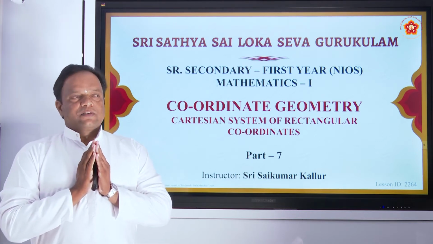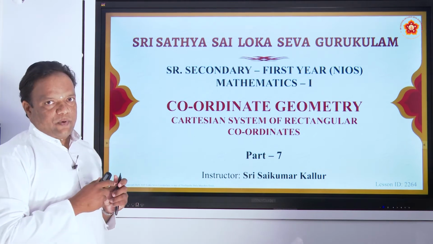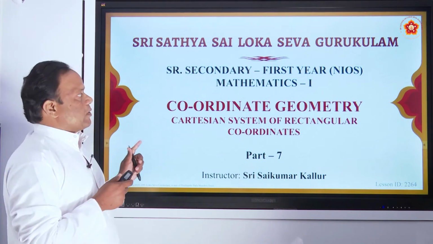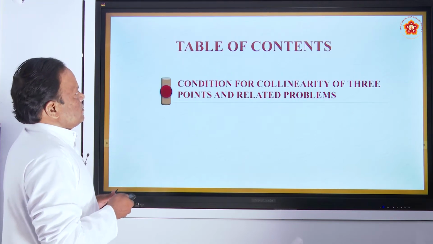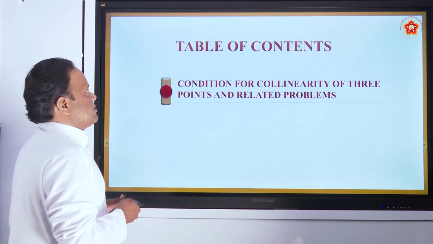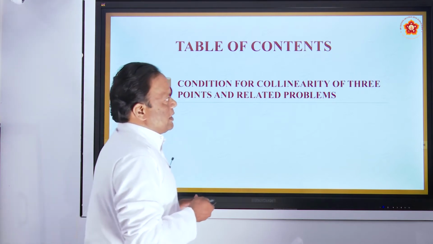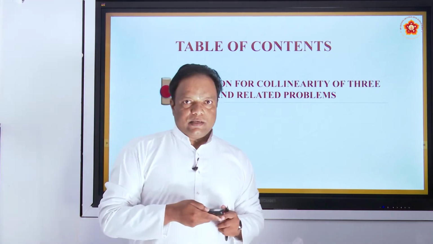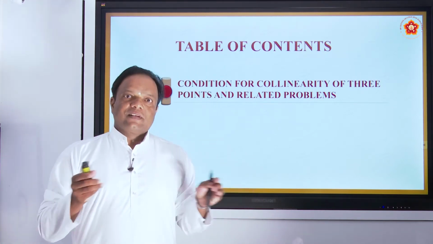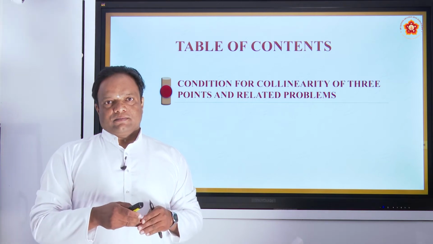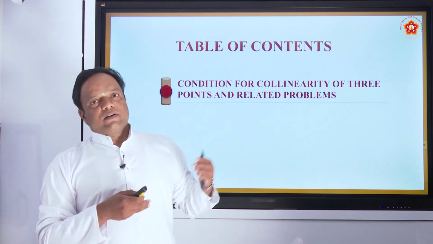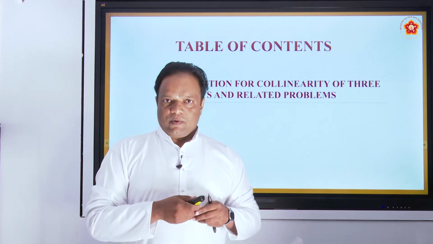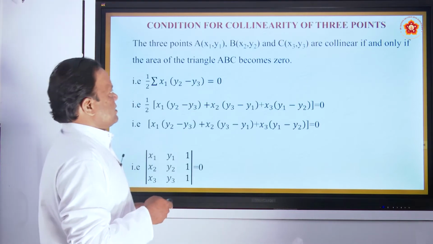Today's session we are going to study collinearity of 3 points and related problems in coordinate geometry. Okay, let us start. Table of contents: condition for collinearity of 3 points. If 3 points are collinear, what is the condition? Which expression is 0? That you have to see here. Again, some related problems. Okay, let us start.